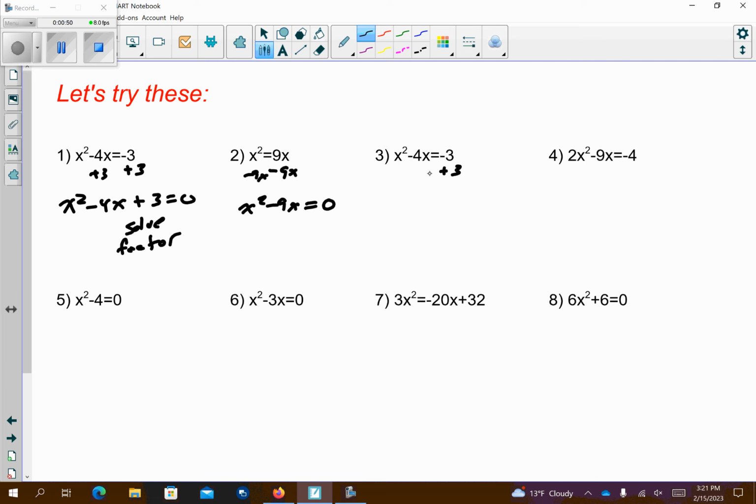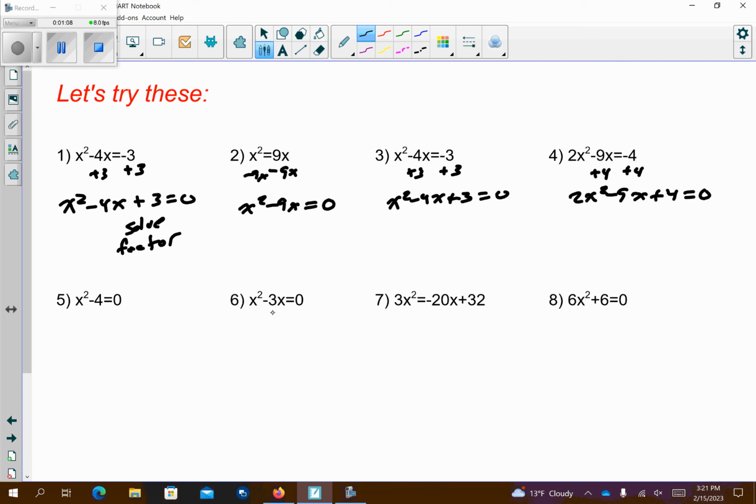and then solve it like we've been doing. This one, I'm going to add 3 to both sides. Right, x squared minus 4x plus 3 equals 0. Solve it. Add 4 to both sides. So 2x squared minus 9x plus 4 equals 0. Solve it like we've been doing.